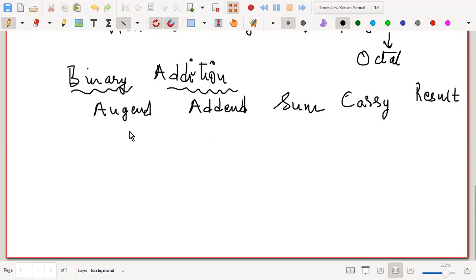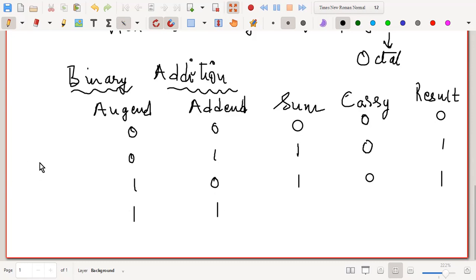Suppose I have 2 binary numbers, let us say 0 0 0 1 1 0 and then 1 1. Now if you add 0 and 0, what would be your sum? The sum would be 0. There is no carry generated, and the result is also 0. Now 0 and 1, the sum is 1, no carry is generated, and the result is also 1. Now 1 and 0, the sum is 1, there is no carry generated, and you get the result.